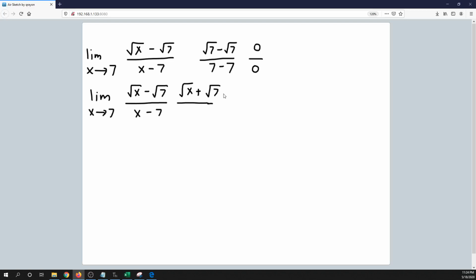All right, and so what is going to happen when we do that is when we multiply this expression out, we're going to see that the result is going to clear out those square roots from the numerator of this function. So that's the process of rationalization. That's what that's called.